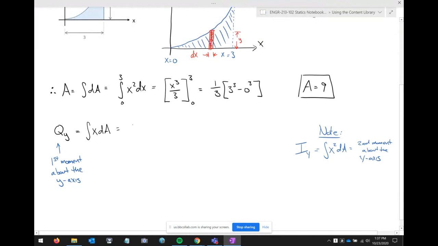Okay, so now what we're going to do is integrate from 0 to 3. We're going to have x squared dx, but then we're going to multiply it by x. So you can see the difference between the 2 integrals. The first was the integral of x squared. Now it's the integral of x to the third. What is the integral of x to the third?